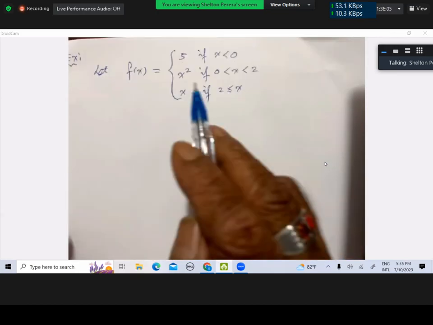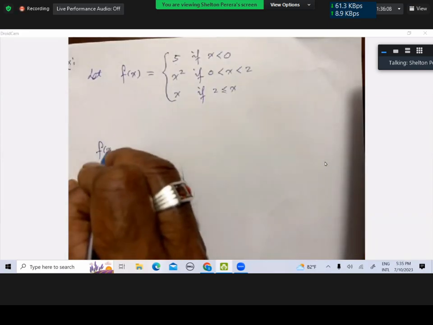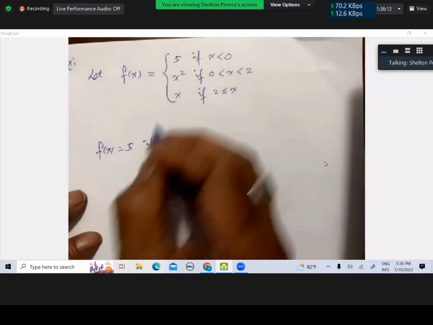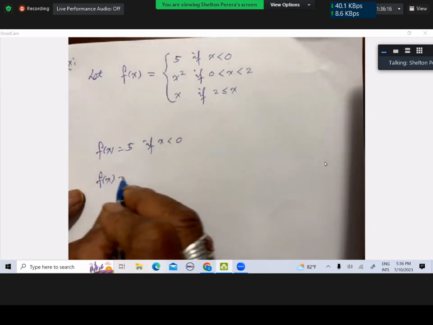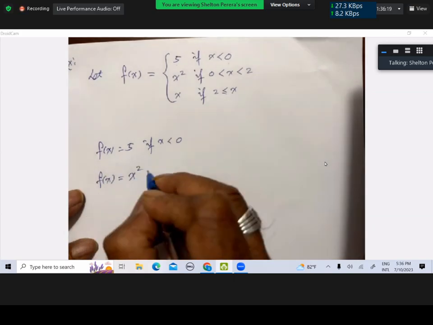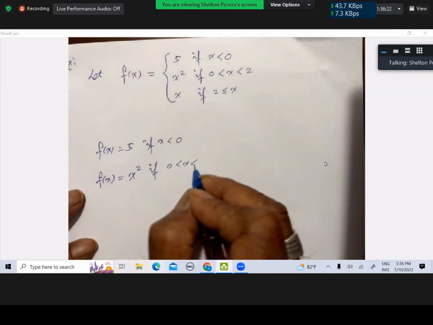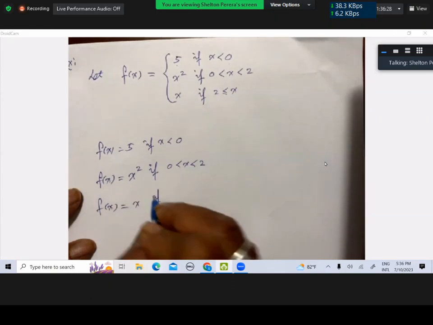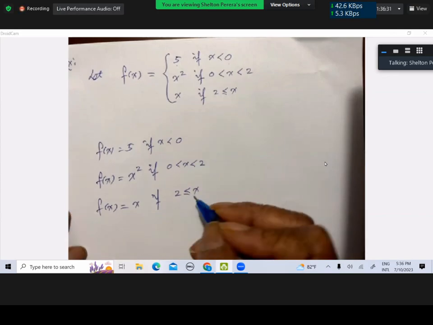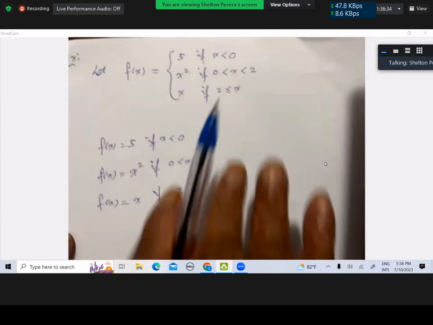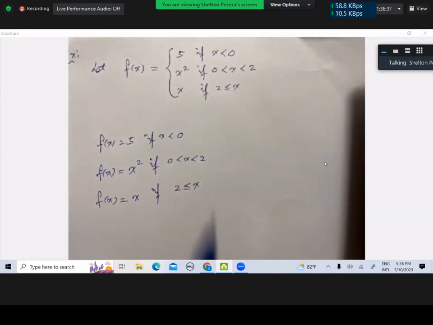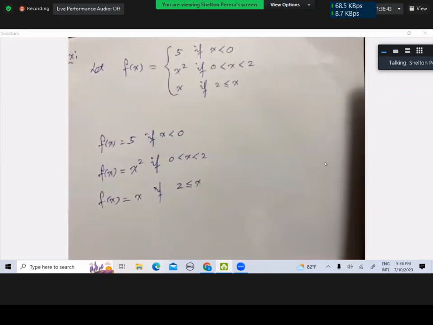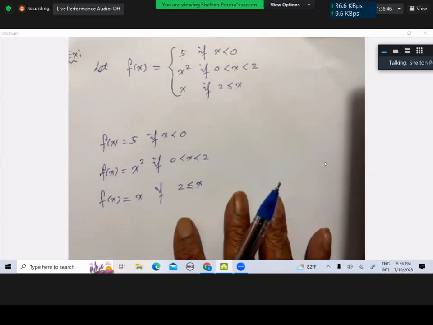Do you see the 3 equations? F of x equals 5 if x less than 0. The other one is f of x equals x squared if 0 less than x less than 2. F of x equals x if 2 less than or equal to x. So 3 equations in one. Rather than writing f of x, we throw away these 2 and put a bracket. That is that. So how do I sketch the graph of this?